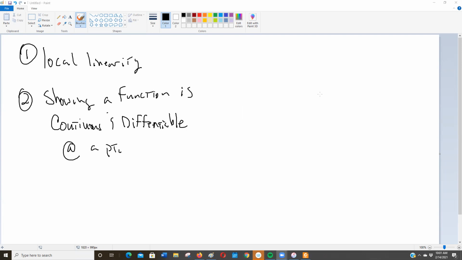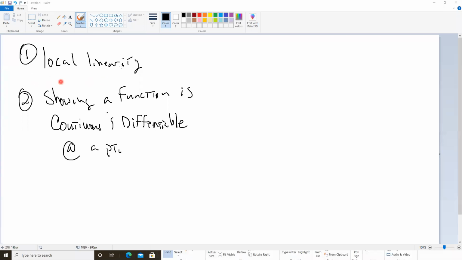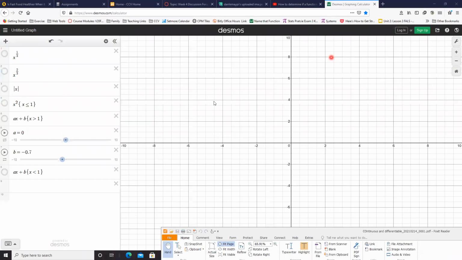Let's see, annotate. There are two learning targets, two ideas I need you to get out of this video, if you don't have them already: what is this whole idea of local linearity and how does it relate to a function being differentiable? And then, how do we show a function is continuous and differentiable at a point? That all deals with section 2.5, continuity, but then we use it in section 3.1 and section 3.2.